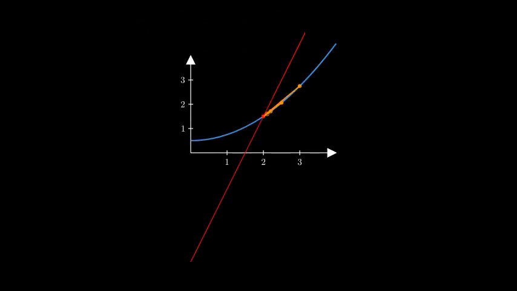Geometrically, we can understand this as the slope of the secant line between 2 points approaching the slope of the tangent line as the points get closer together.